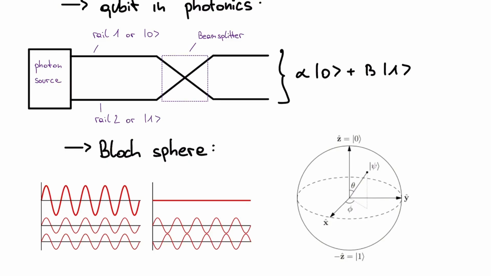Every point on its surface corresponds to a valid quantum state, with a fixed total probability, a defined distribution between 0 and 1, and a phase. And all of this can be visualized with just 2 angles, theta and phi. It's an elegant and practical way to represent everything we need to describe a single qubit.